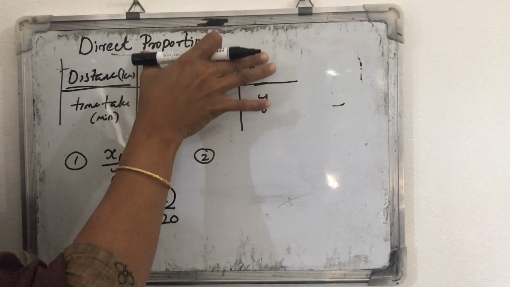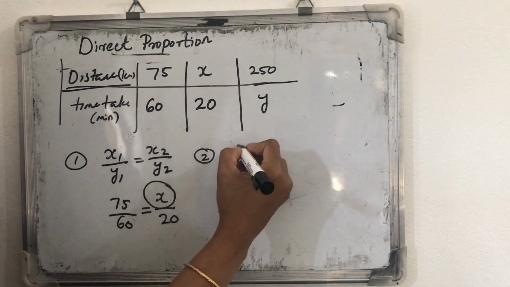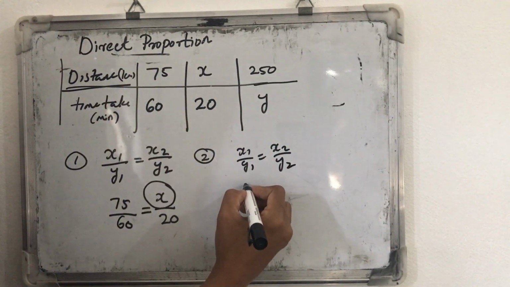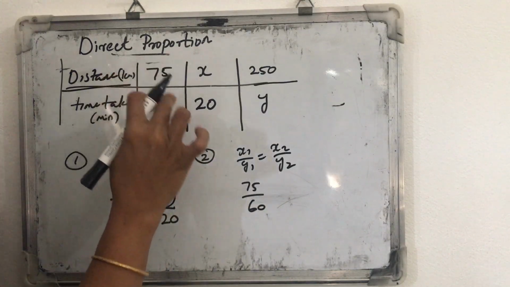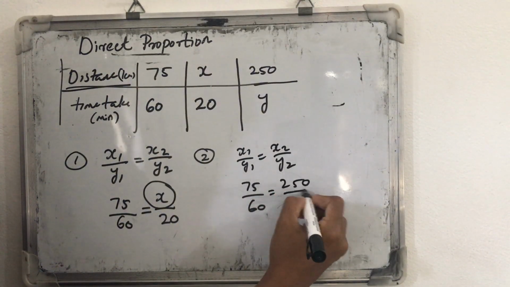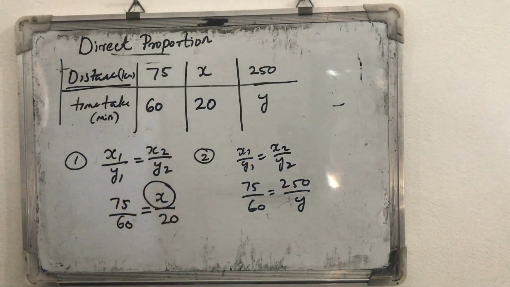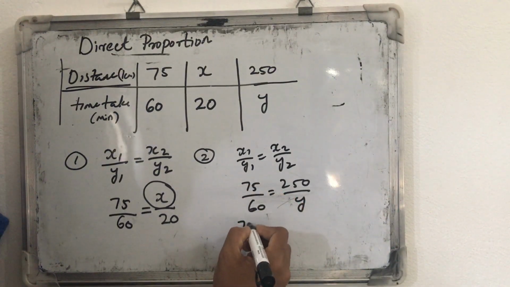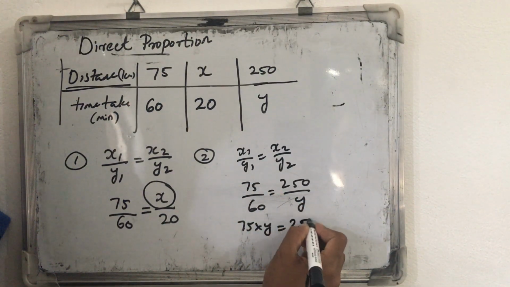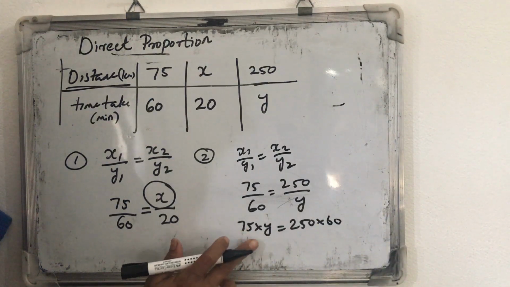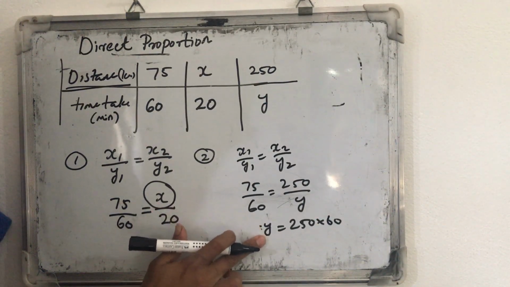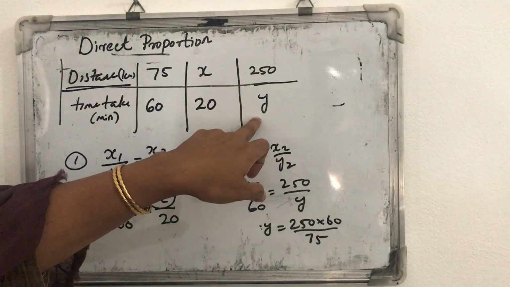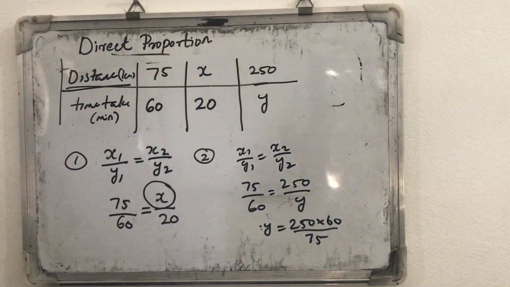So that is also direct variation. Here also we can use the same x1 by y1 equal x2 by y2. Instead of x1 we write 75 by 60, that will be equal to 250 by y. From this we can find out the value of y also. First multiply with y: 75 into y equal 250 into 60. Therefore y equals that divided by 75. Using that calculation you can find out the time taken for the distance of 250 kilometer.